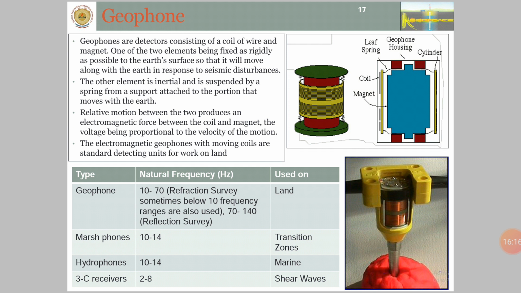The electromagnetic geophones with moving coils are standard detecting units for work on land.